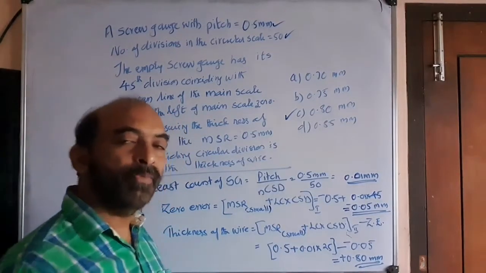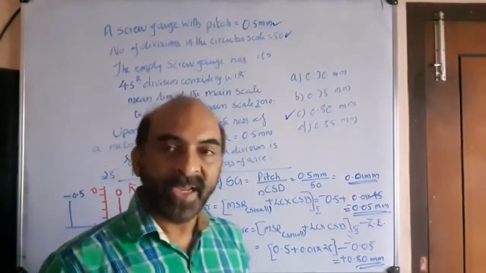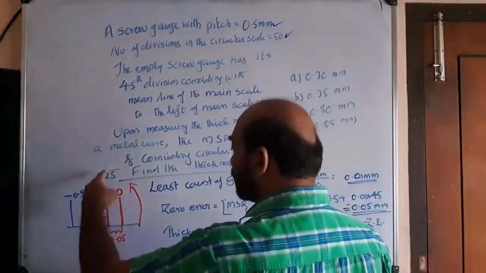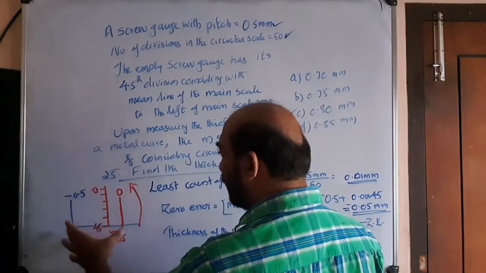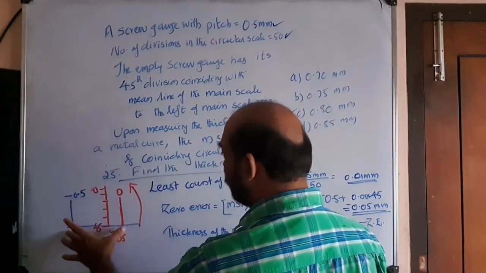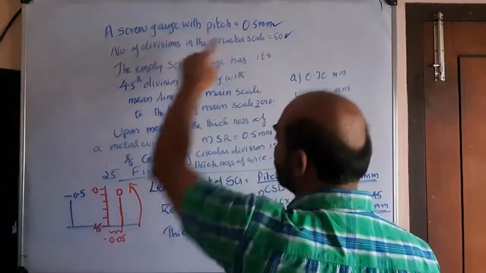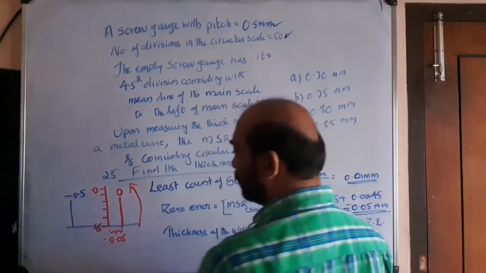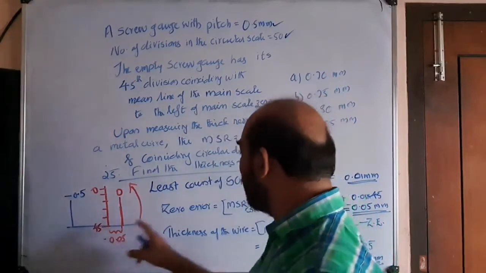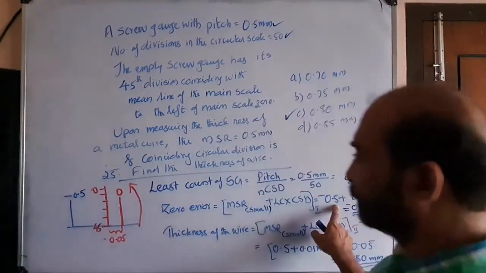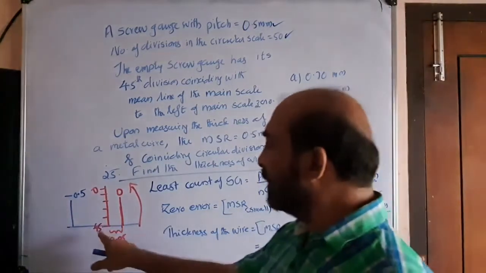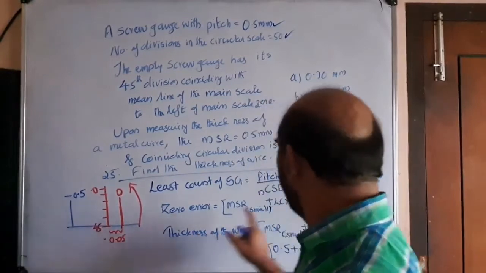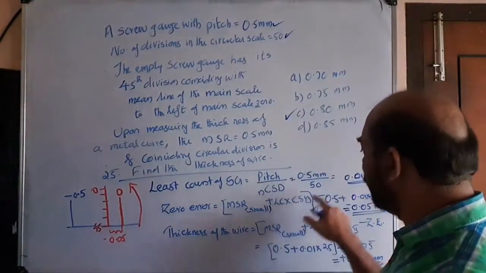Okay. Now we have to substitute. Main scale reading small. See, here what has happened? The circular scale came and stopped between 0 and minus 0.5 because the smallest division is 0.5. So the next division after 0 is minus 0.5. So main scale reading will be minus 0.5. Okay. And coinciding circular scale division is 45. So we have to substitute least count 0.01 into 45.